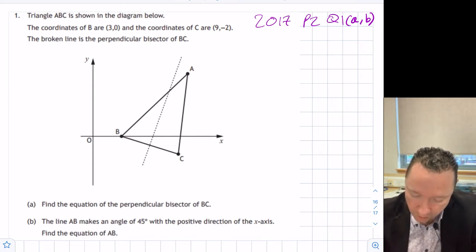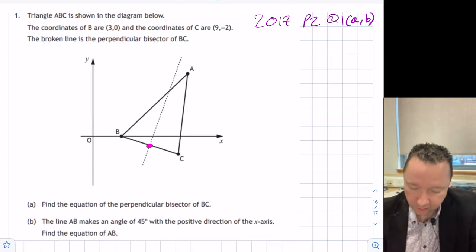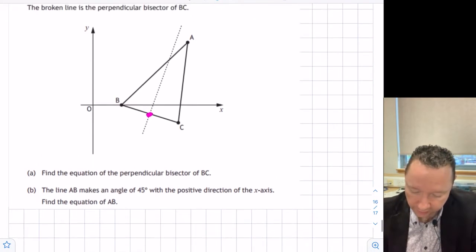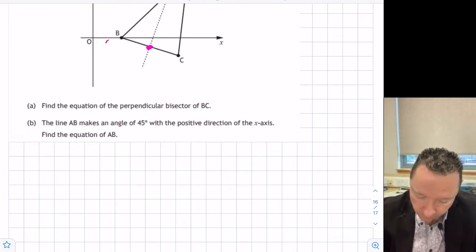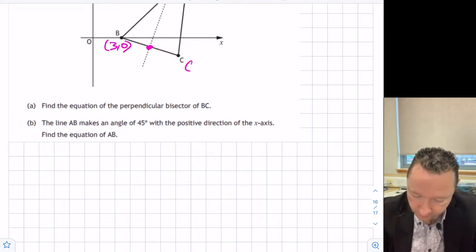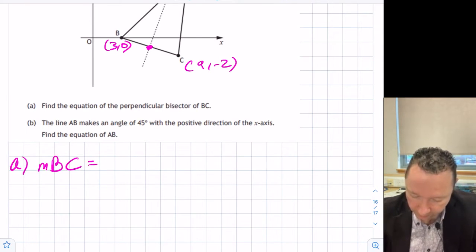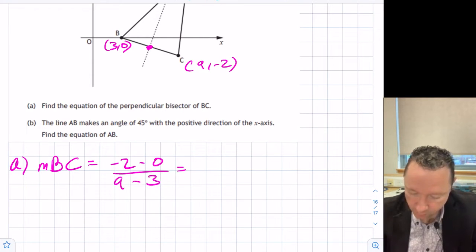So we're going to need this point here, which is our midpoint, and we're going to need the gradient. Let's start off with the gradient. So 3, 0, 9, minus 2. Let's write that here so we can see it. So part A, the gradient of BC is equal to minus 2 take away 0 over 9 minus 3, minus 2 over 6, which is negative a third.